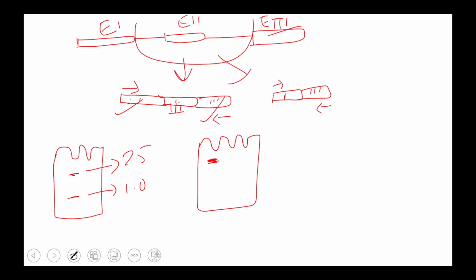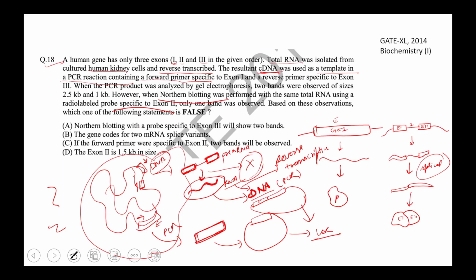This RNA undergoes alternative splicing, and that is why, when amplifying, you are getting two bands where the exon 2 specific primer is not there. Because of that you are getting two bands, amplified with the primers of exon 1 and exon 3. And also in the northern blot, the probe specific to exon 2 is showing one band, that is, only one RNA is present that harbors exon 2. Okay, now let's see the statements.